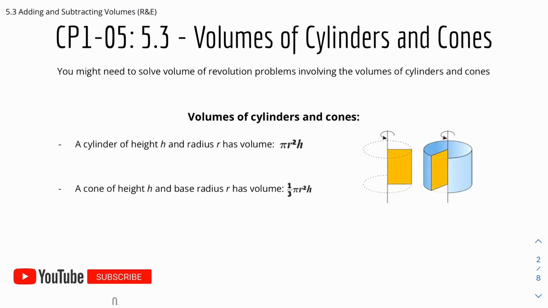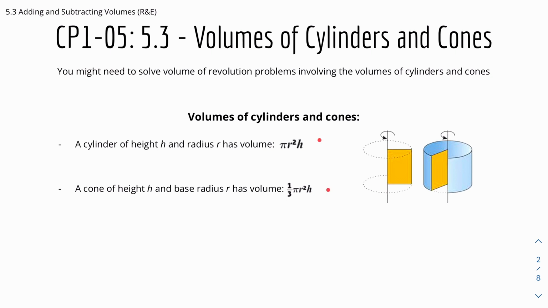So we'll start off with the volumes of cylinders and cones. In some questions, you might need to solve volume of revolution problems involving the volumes of cylinders and cones. Here are the two volumes: the cylinder of height h and radius r has volume pi r squared h, and the cone of height h and base radius r has volume 1/3 times pi r squared h.